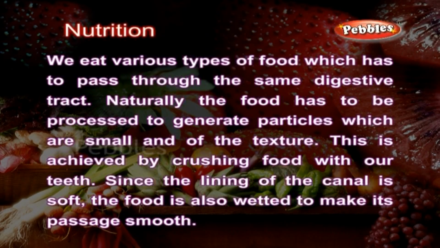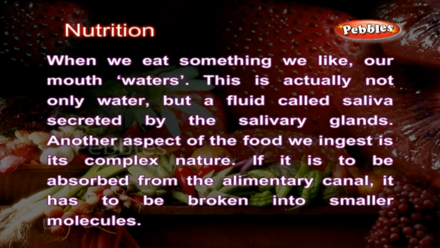We eat various types of food which has to pass through the same digestive tract. Naturally, the food has to be processed to generate particles which are small and of the same texture. This is achieved by crushing food with our teeth. Since the lining of the canal is soft, the food is also wetted to make its passage smooth. When we eat something we like, our mouth waters. This is actually not only water, but a fluid called saliva secreted by the salivary glands.